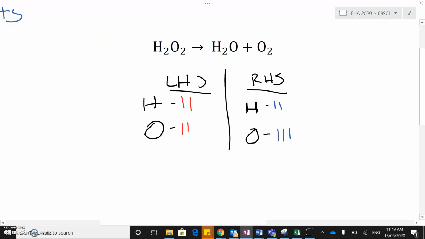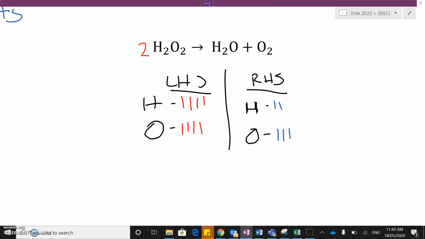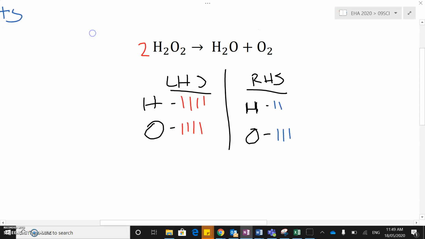How do I fix this? Let's see. If I make this a 2 out the front here, then I'd have 1, 2, 3, 4 hydrogens. 1, 2, 3, 4 oxygens. Doesn't balance still. What if I multiply this here by 2? I double the amount of hydrogen, I double the amount of water that I have.